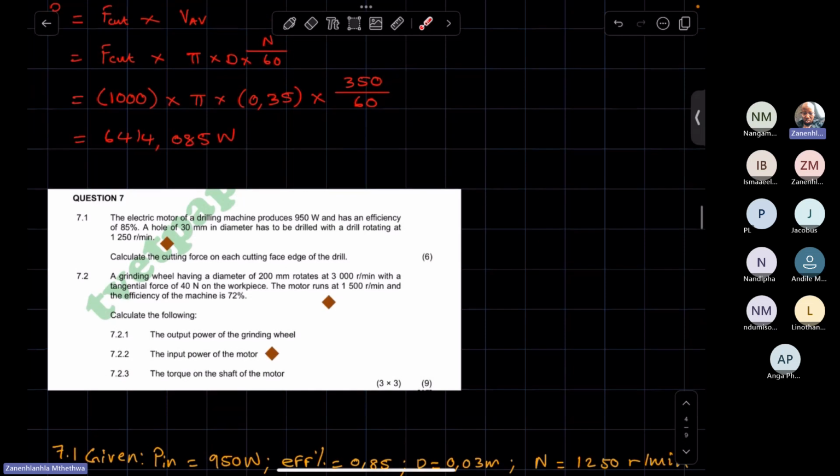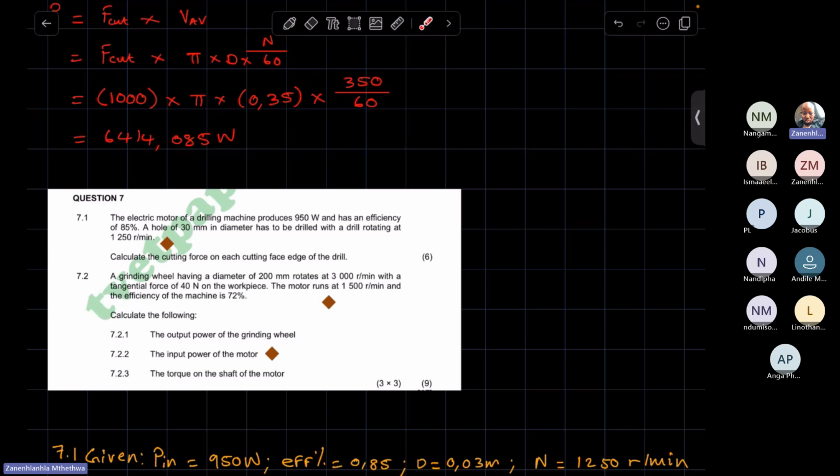Right. Now let's look at this one. First, look at 7.1, the electric motor of a drilling machine. So we're looking at a drilling machine. Now, the one thing to note about a drilling machine, if you're looking at a problem based on a drilling machine, based on what they're looking for, for a drilling machine, in most cases, they look for the cutting force.